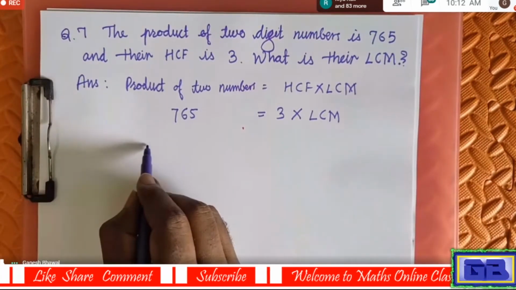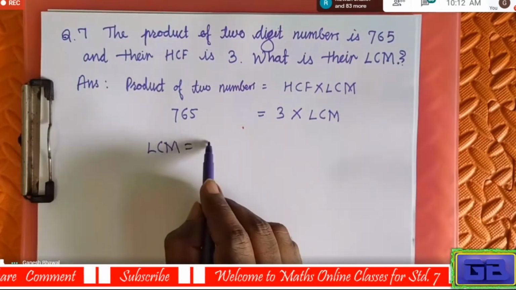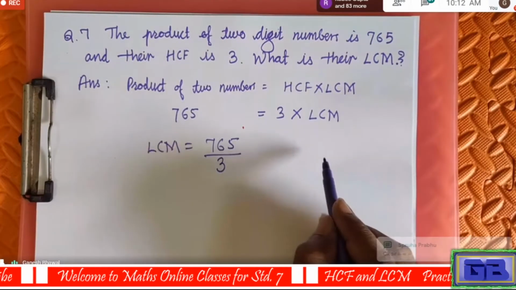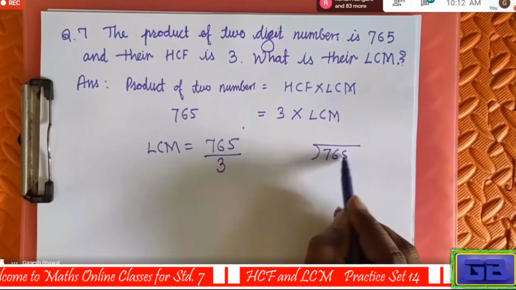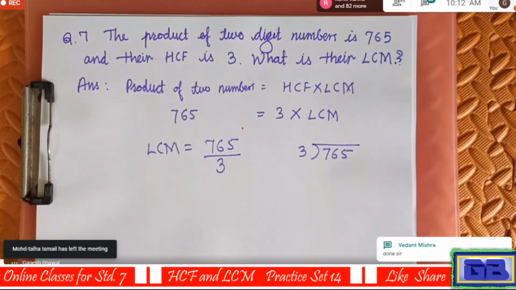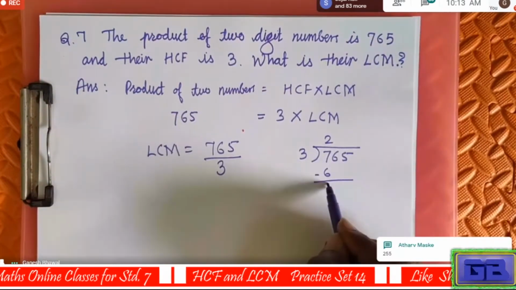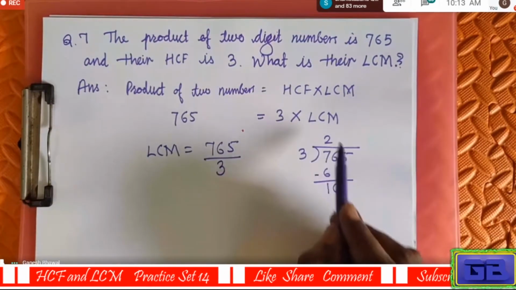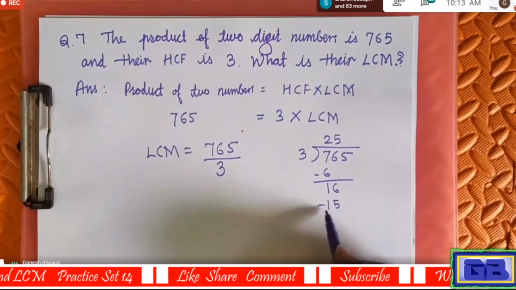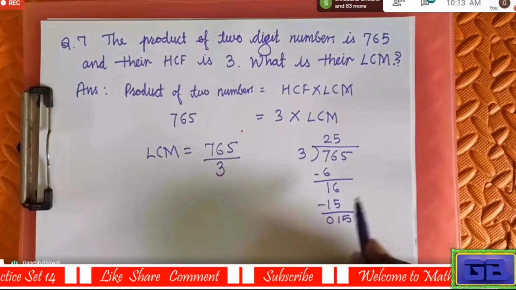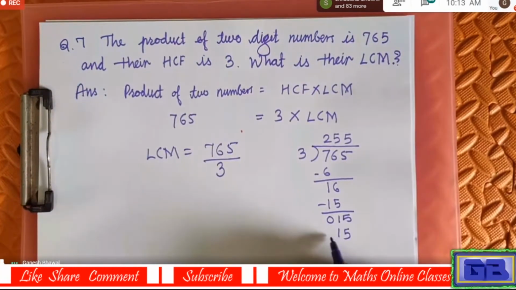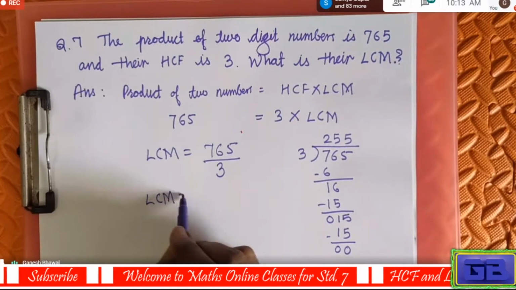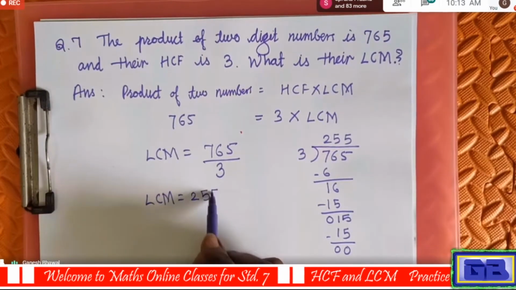Now LCM equals 765 upon 3. Now divide this number 765 by 3. 3 twos are 6, 7 minus 6 is 1, 6 will come down, 3 fives are 15, again 1 remains, here this 5 comes down, and here 15, so 255. LCM equals 255.